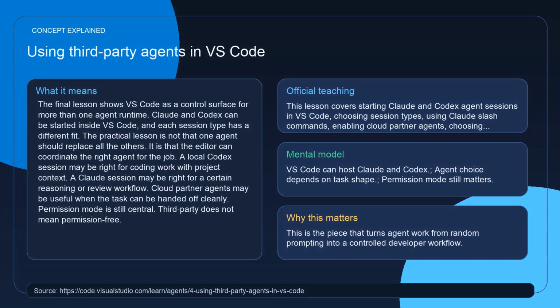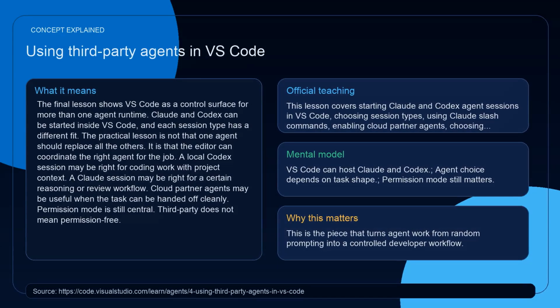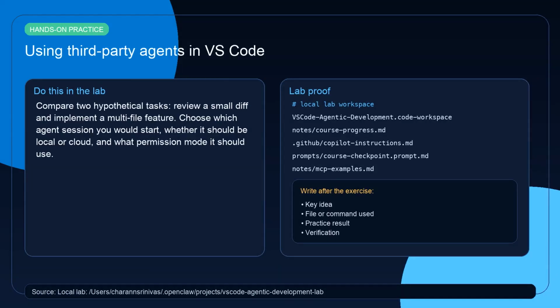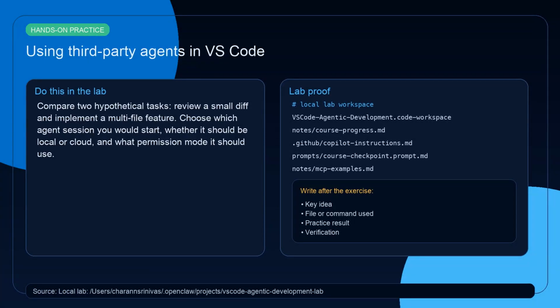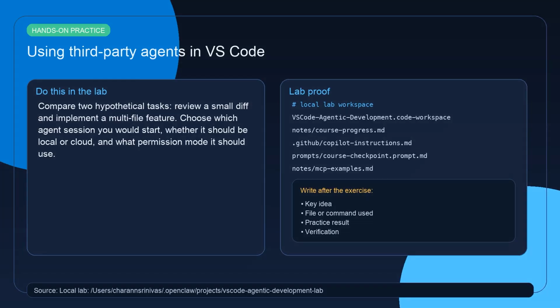A local Codex session may be right for coding work with project context. A Claude session may be right for a certain reasoning or review workflow. Cloud partner agents may be useful when the task can be handed off cleanly. Permission mode is still central. Third-party does not mean permission-free.